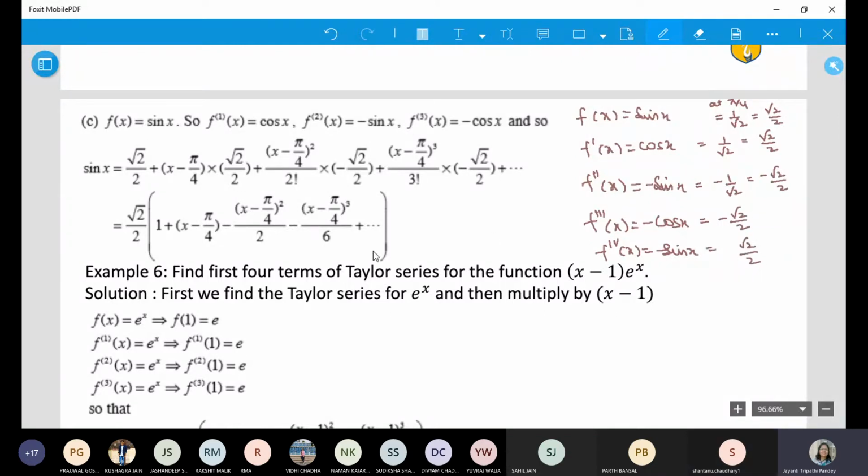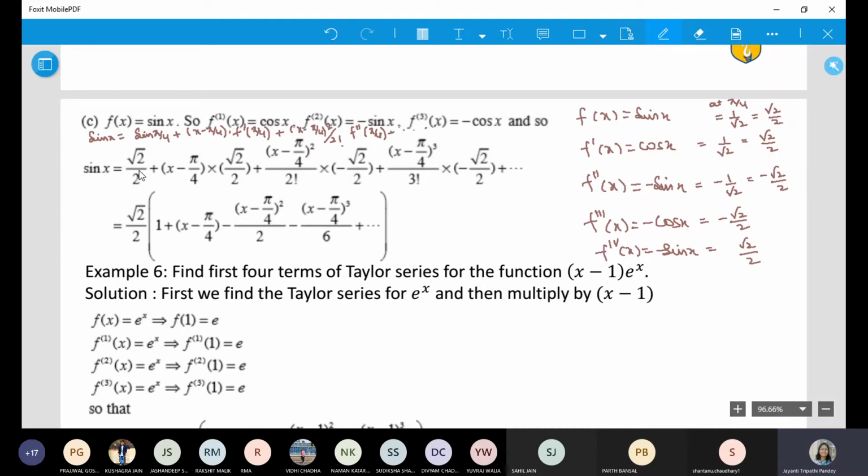So I am writing 5 terms. And see how you are expanding. Your a is pi by 4. So you will write x minus pi by 4. So first term, see, you are writing sin x is equal to first term, that is sin pi by 4, plus x minus pi by 4 into first value. So I am writing it f'(pi by 4), plus x minus pi by 4 whole square by factorial 2 f''(pi by 4), and so on.